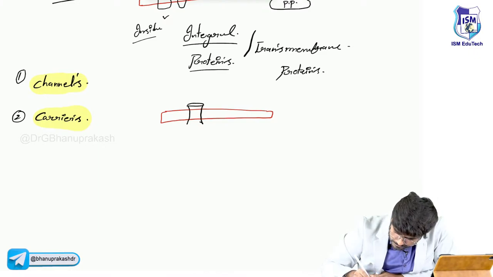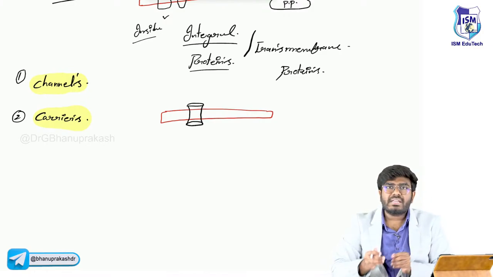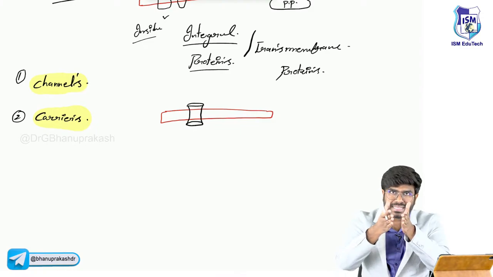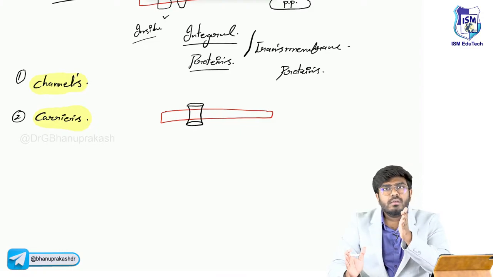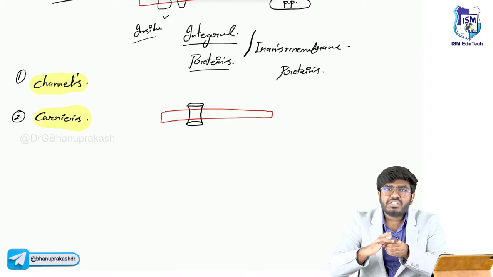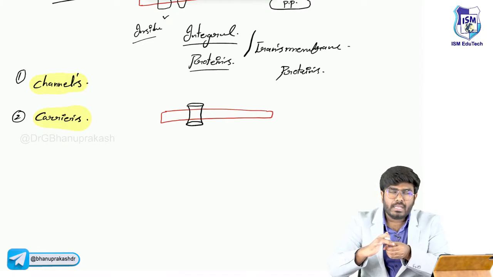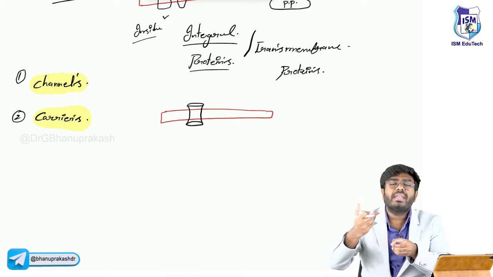So, this is a protein. Now, what exactly is this protein doing? It's like a funnel, like a tunnel. This proteinaceous structure is just like a tunnel. Through this tunnel, substances are going to move in and out.